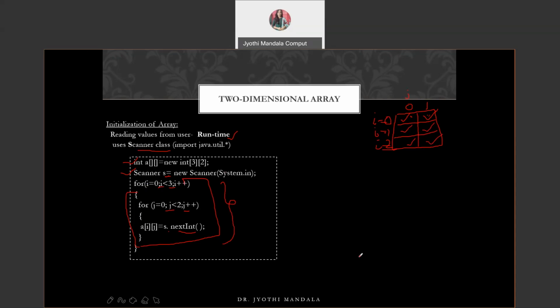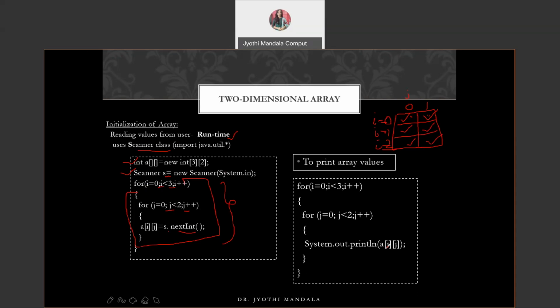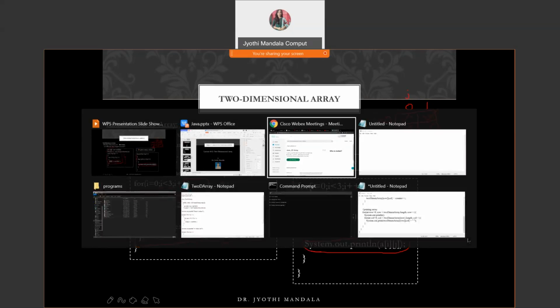Okay, so if you want to print the values, the thing is very simple. Again, we need to repeat the loop, and simply in place of this statement, we need to write System.out.println. We need to print the a of i j value. To understand this one, let us write down the code and see how this will be working.